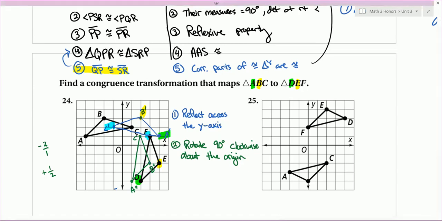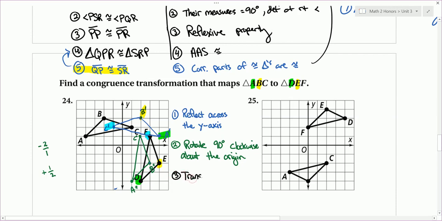And we say translate. So the third step, translate 1 unit to the right. And those are the 3 steps we need to do to find that congruence transformation that maps triangle ABC to DEF on number 24.